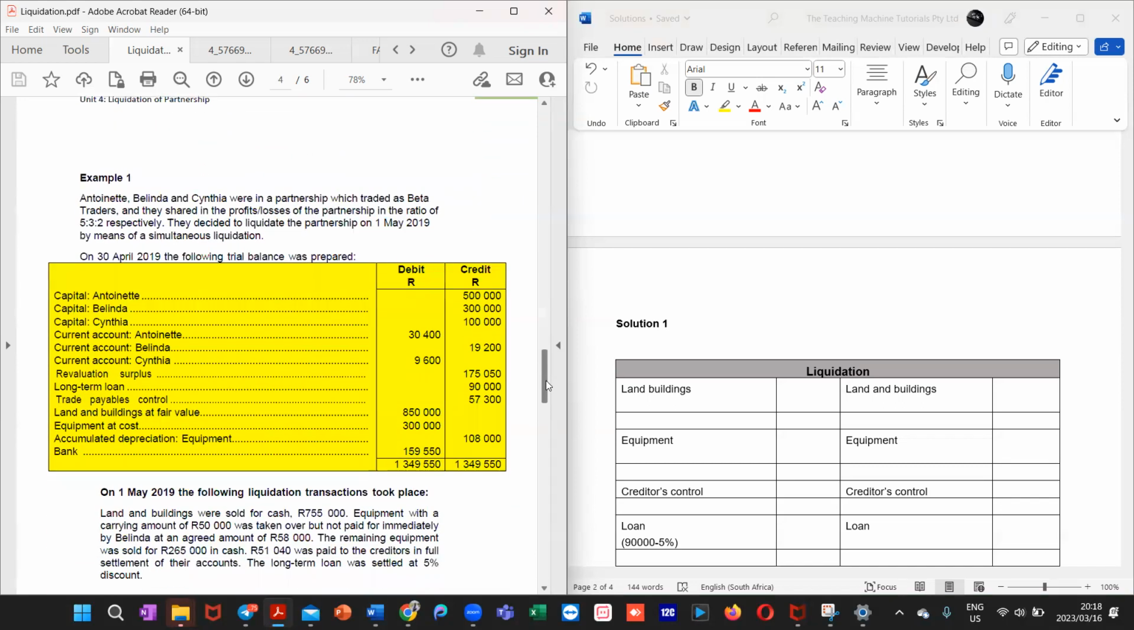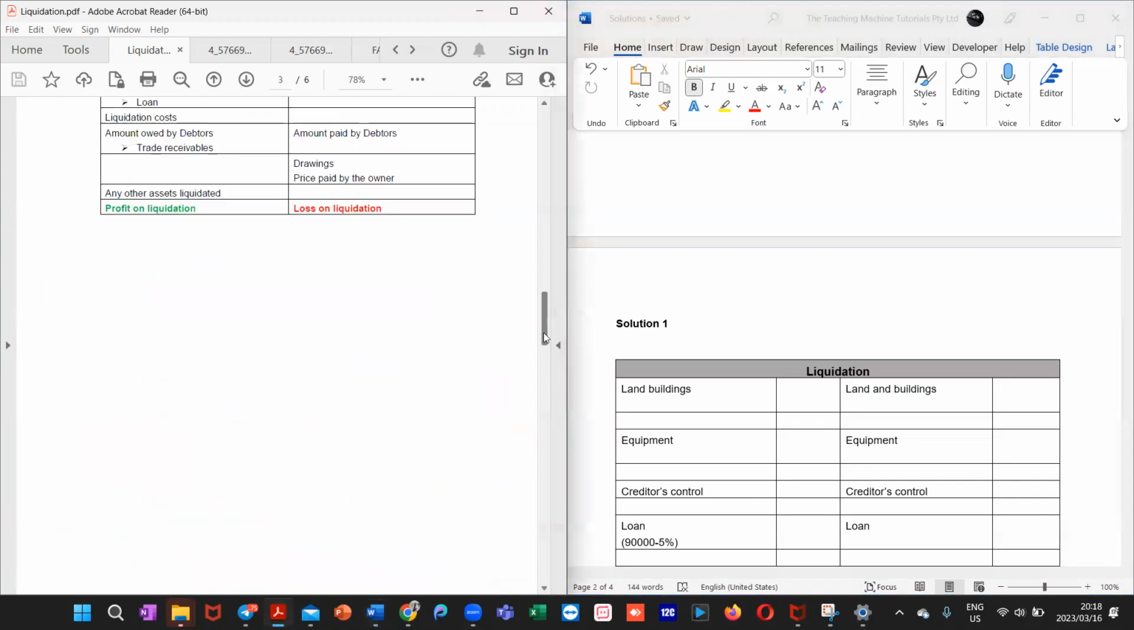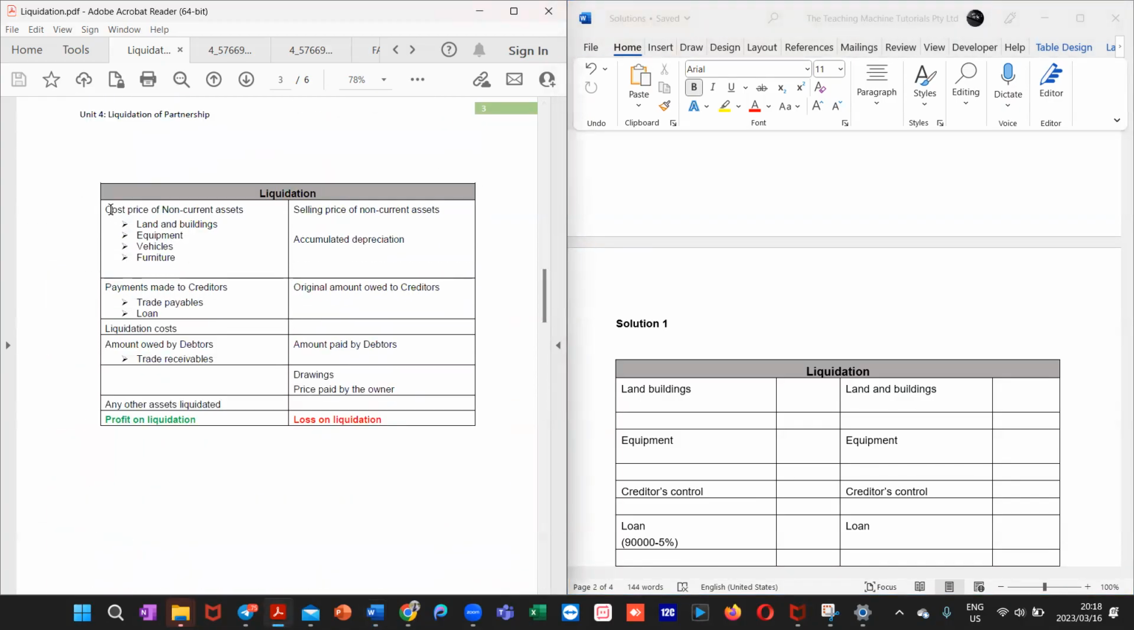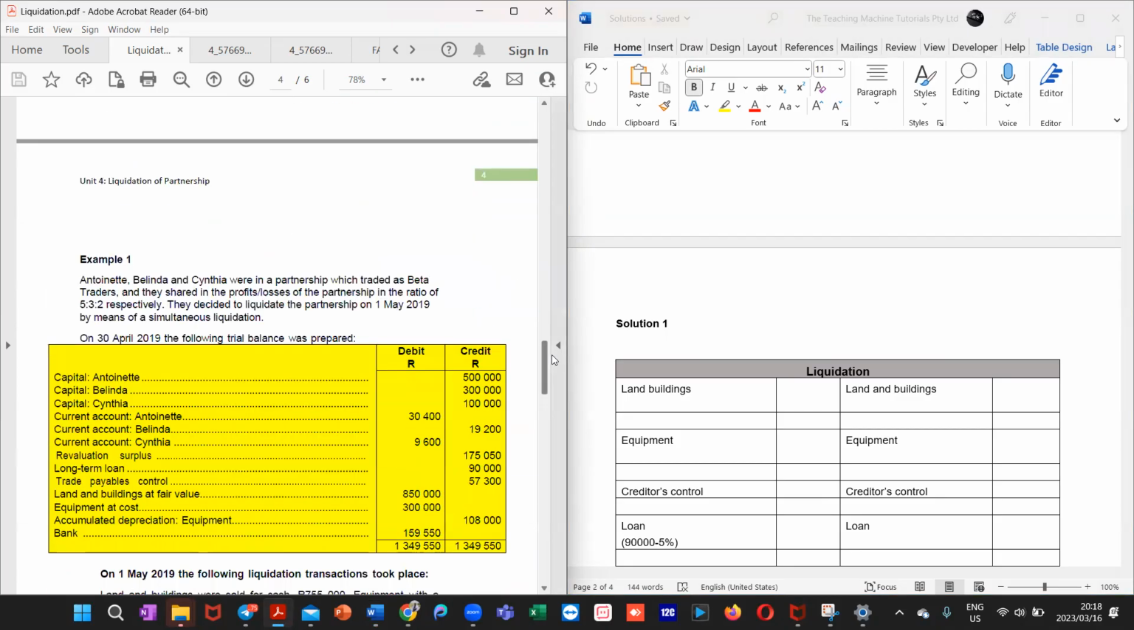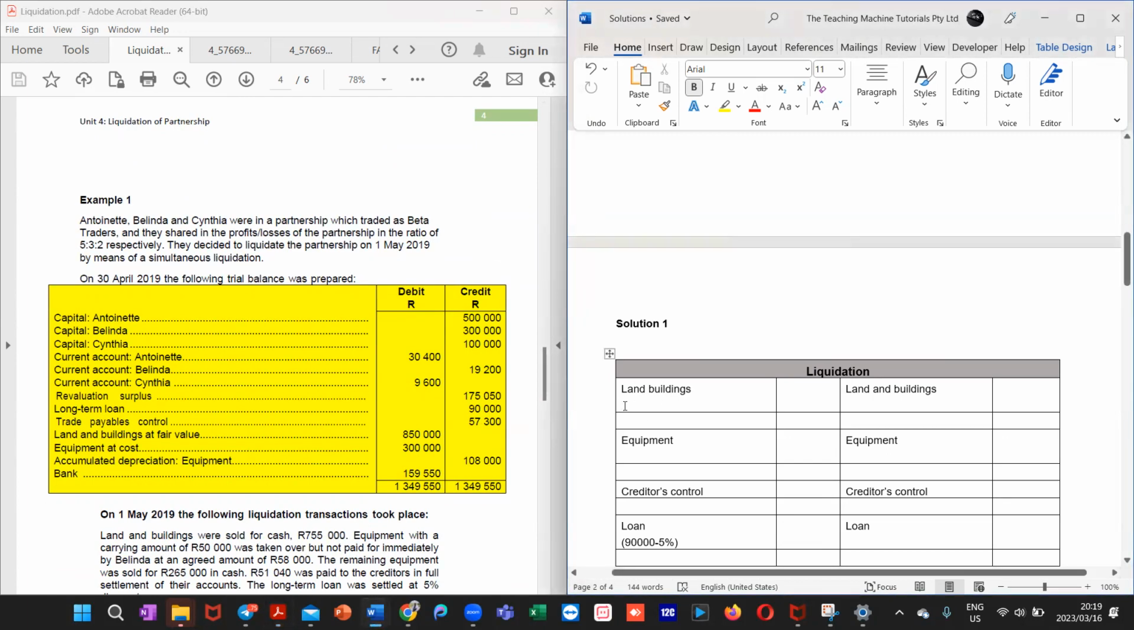Okay. Now, if you have your non-current asset that was sold, the first entry that will be made on the debit side will be the cost price. Let's look at the structure. The structure says the cost price, and then on this side, it will be the selling price. The reason why there's land and buildings on the debit side is because we're going to transfer the cost price. On the credit side, we're going to transfer the selling price.